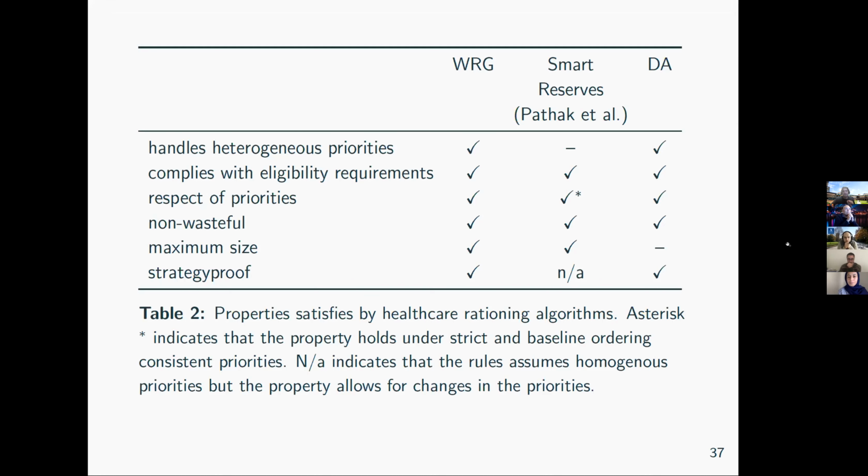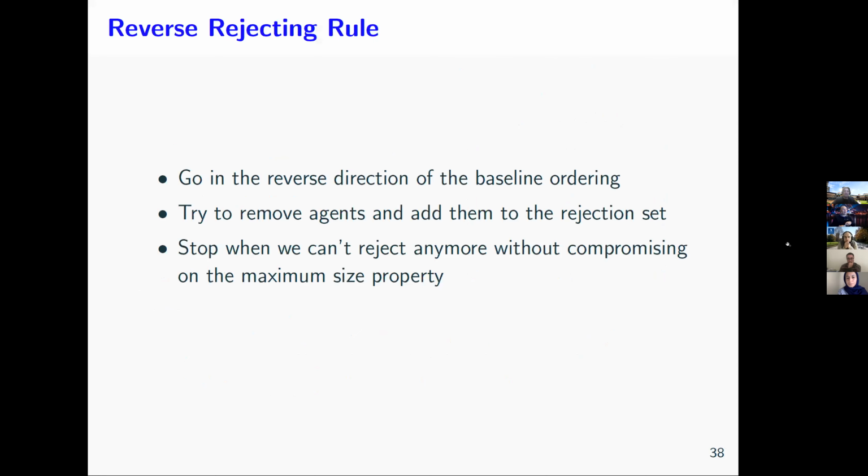Secondly, this particular rule does not characterize outcomes with respect to these properties. It only finds a subset of these properties. So what we did was we went for another rule, which is in our paper, which is now the central part of our paper. And that particular rule is called the reverse rejecting rule.